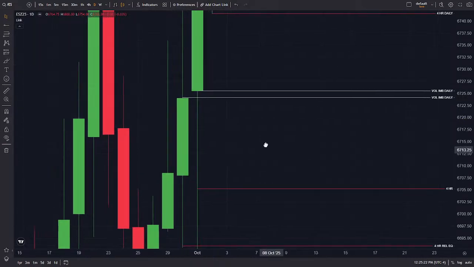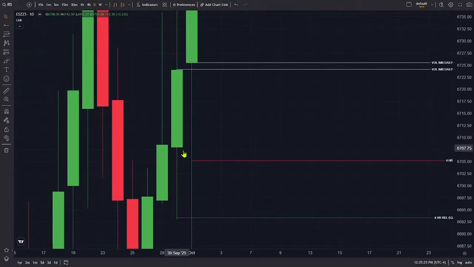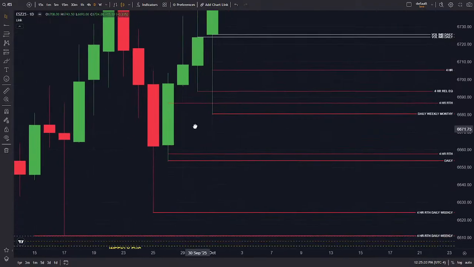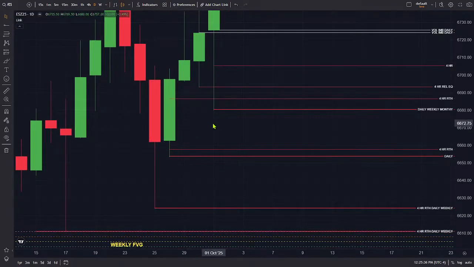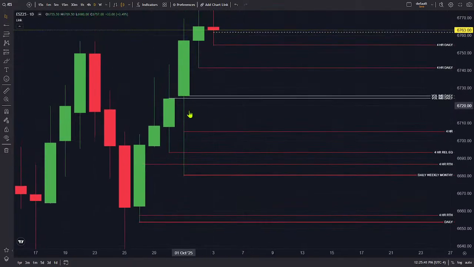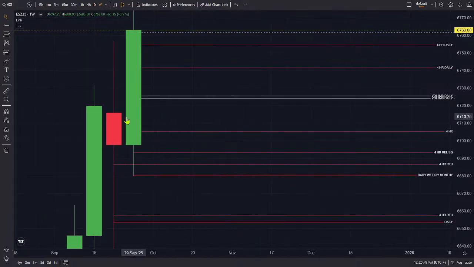ICT says these things are magnets. This is actually a new day opening gap here, but it was to the downside, so it didn't leave a volume imbalance. This one was a little gap there. Okay, so that's the only one. That would be the cluster of new day opening gaps that you would see in NQ. Let's look at the weekly and see if we have a gap there. Okay, so here we closed. Here, we opened there. That's the one that's almost dead even. But here, we closed here and opened there. So that would be an NWOG.